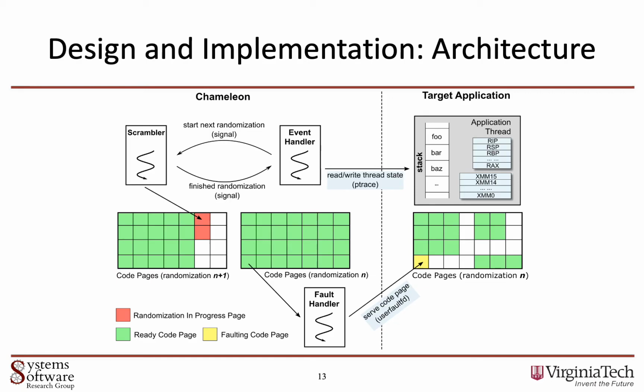The scrambler thread is responsible for generating the randomized stack layout for every function and rewriting the code to match. The scrambler runs asynchronously with the event handler and fault handler and the target application, so we can overlap generating the next set of randomization while the application is currently running with a single set of randomization.